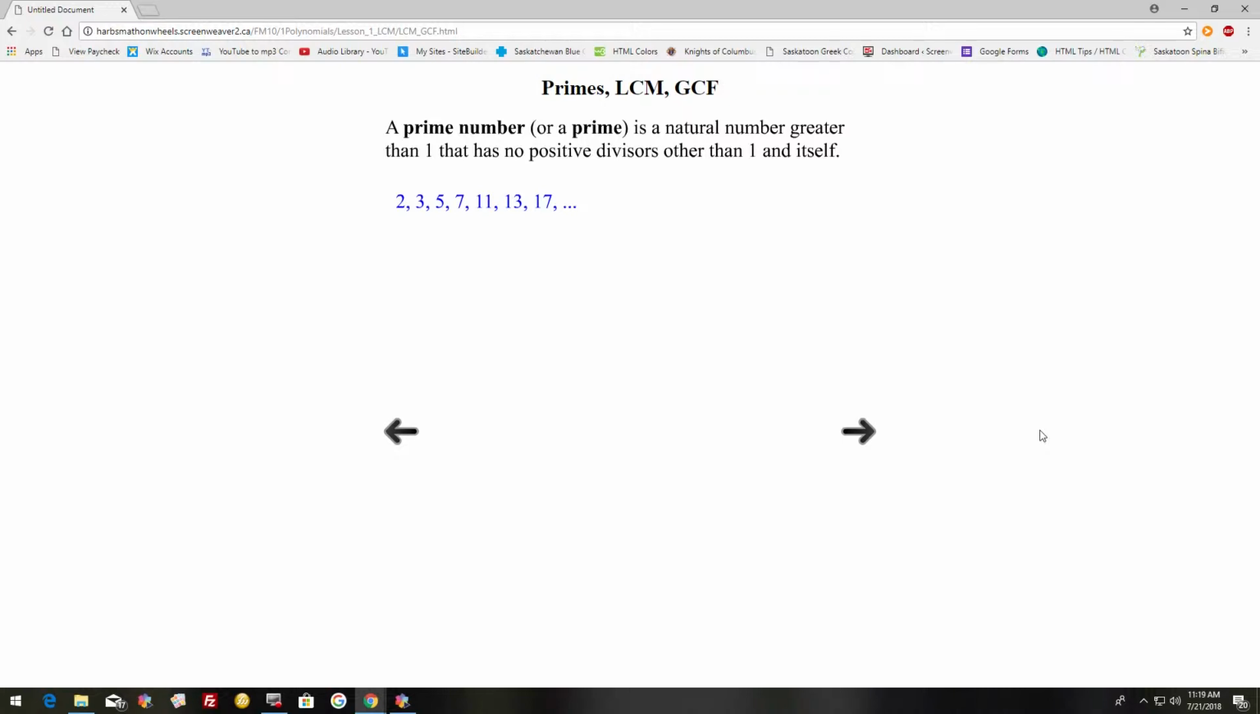It is not a prime number. It only has one factor, not 2. And the only even prime number is the number 2.